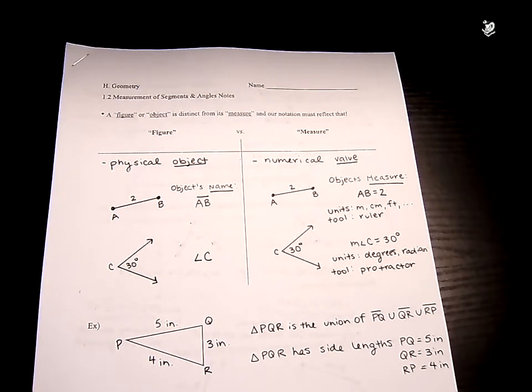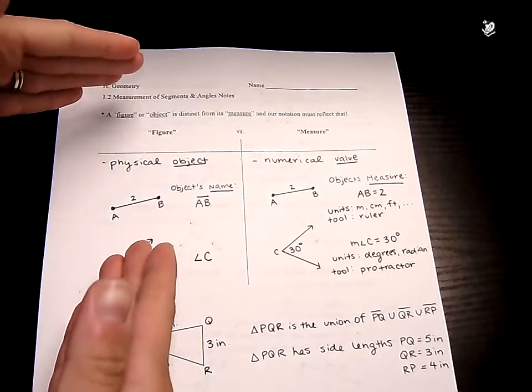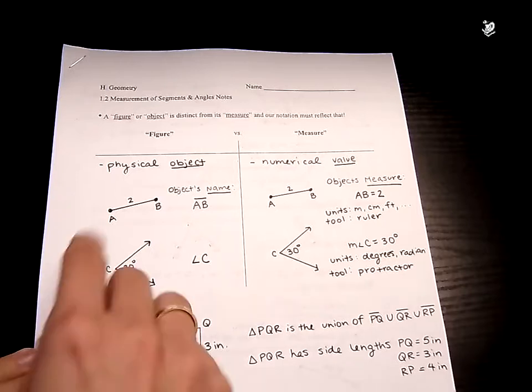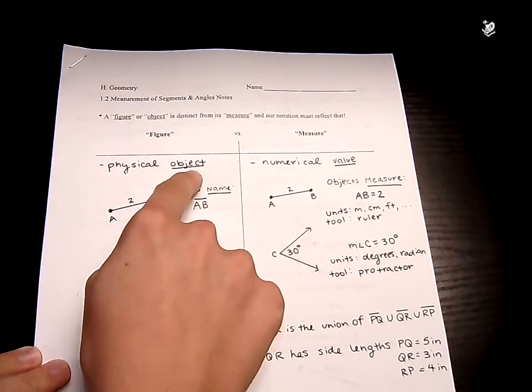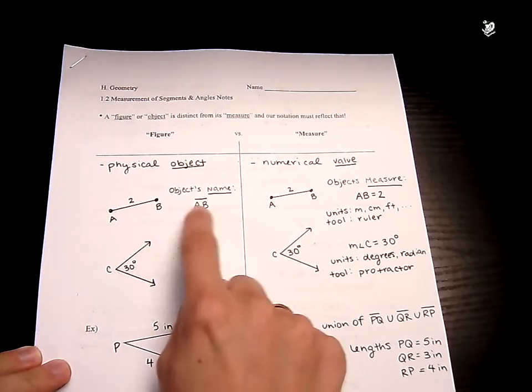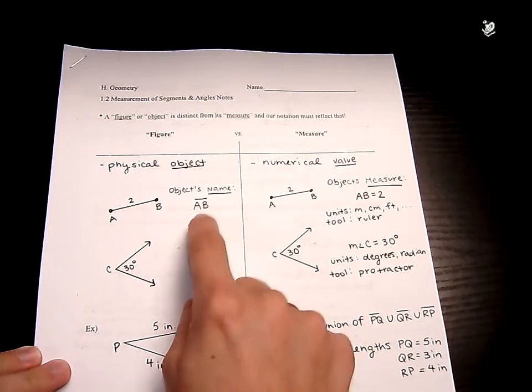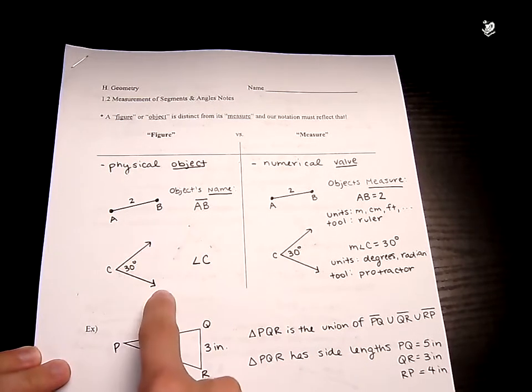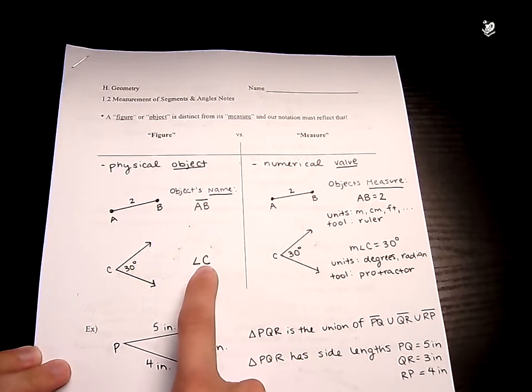So first of all, a figure or an object is distinct from its measure, and our notation must reflect that. So we need to be able to say what's the difference between an object's figure and an object's measure. A figure is referring to the actual physical object. Here you'll see that we have line segment AB. That's going to be that object's name. And here we have angle C. So that's how we name the object.